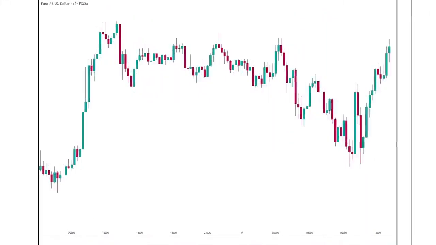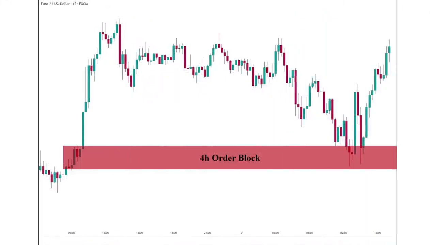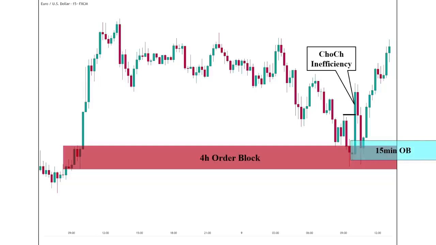Let's see a live chart example. So here we have the Euro-Dollar 15 minutes chart. We have an overall bullish bias and a perfect 4 hours unmitigated order block. As the price approaches this zone, we have no idea if it will push the price to the upside or not, because although the higher time frame is bullish, we have a bearish short-term downtrend. So after hitting the demand zone, the market makes a change of character with an inefficient move leaving behind a perfect 15-minute order block. So this is a signal that the short-term downtrend is over and the market can potentially continue to move to the upside.